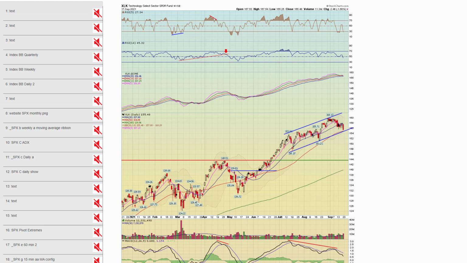Let me draw that in. So we're going to bounce off. We're going to go to new highs, or we're going to bounce off and maybe make a lower high and then break down. Or are we just going to bust down through it? In that case, the broken trend line here would be resistance. It would be a potential short. So keep an eye on this, guys.